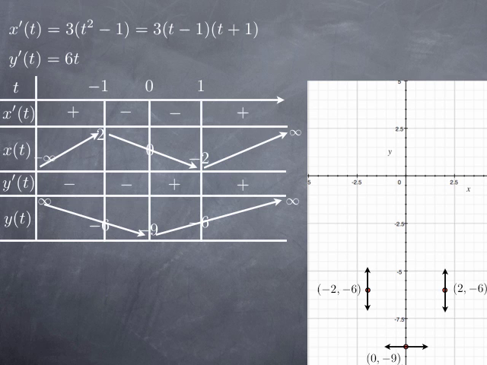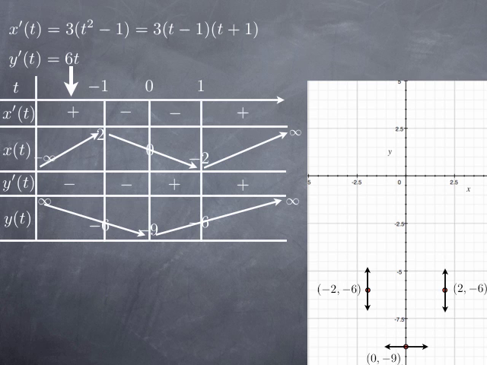The limits at negative or positive infinity is infinity, and so we have a sketch of the increase or decrease of both functions x and y. So now we can try to follow along what happens. Let's look at this interval for the parameter t, where t is between negative infinity and negative 1.